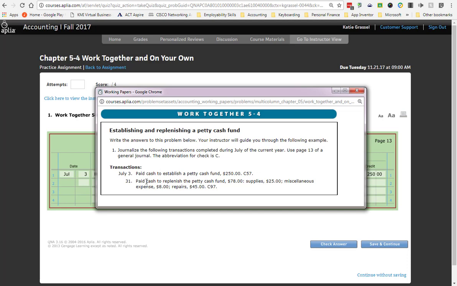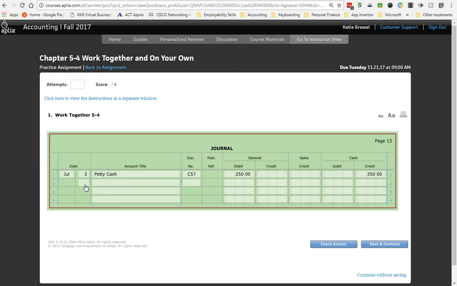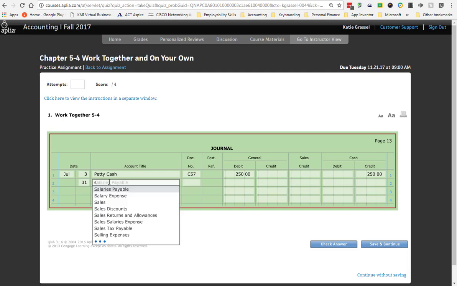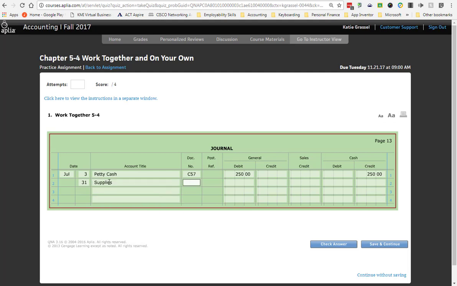So what I need to do, when I record this transaction, is I have to affect supplies, miscellaneous, and repairs. Do not put the account title petty cash in there. So the date is going to be the 31st. My first account that I'm going to affect is going to be supplies, because that's the first one that's listed. And it's not a supplies expense, it is truly supplies.